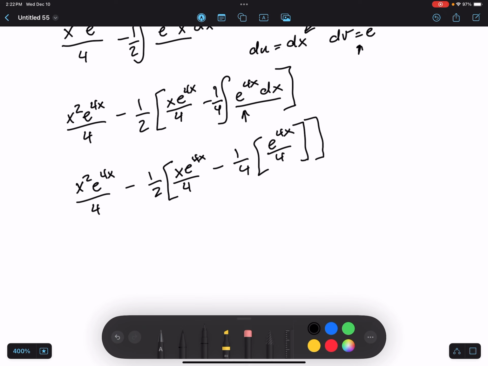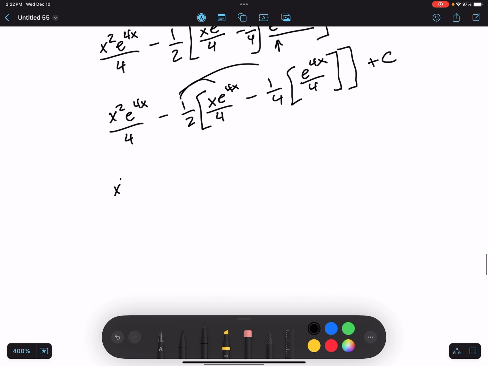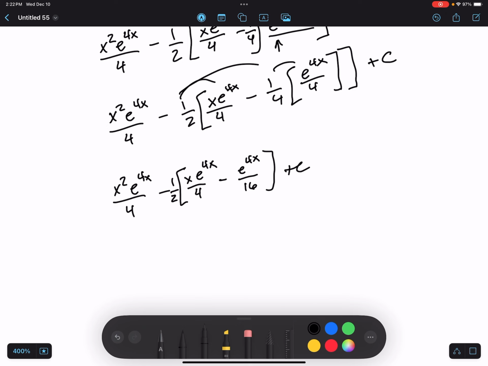Now, one thing to note is because this is an indefinite integral, we must add a constant at the end now. And all that's left to do is to distribute this and simplify. So let's go ahead and do that. So we've got x²e⁴ˣ over 4 minus, we'll start over here, distribute that. That becomes 1/2 x e⁴ˣ over 4 minus e⁴ˣ over 16, again plus c.